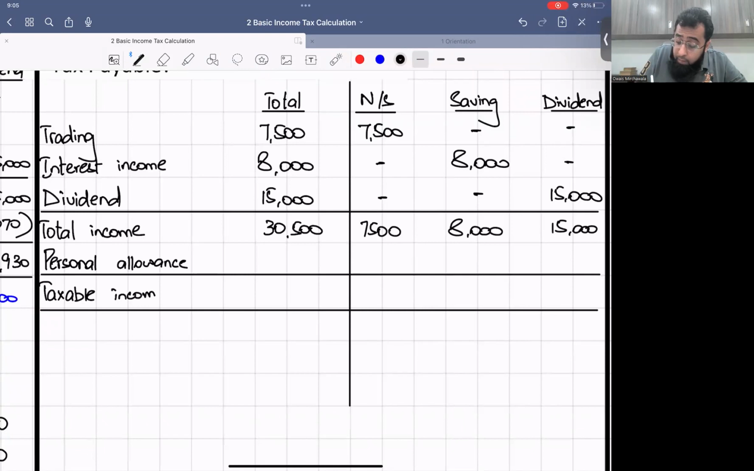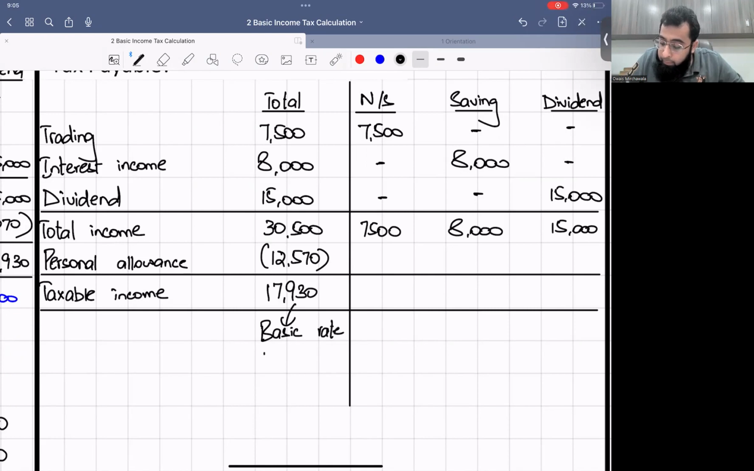Now, the personal allowance is 12,570. So 30,500 minus 12,570 is 17,930. If you look at it carefully, we are a basic rate taxpayer. Okay? First, we'll offset the non-saving. It falls to 0. Then, the next step is saving.